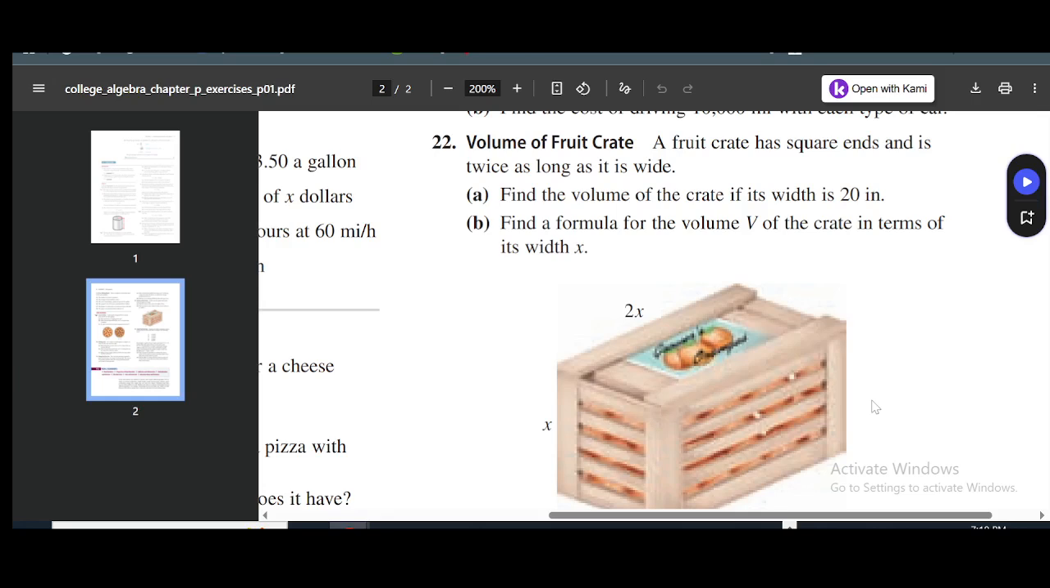Now, to find volume, you have to multiply length times width times height. And let's begin. And we're also told that the width is 20. So we have 2 of the sides labeled as X and 2X, and the third side labeled as 20. So those are our 3 sides. Find the formula. So we want to find the volume of the crate if the width is 20 inches. Oh, sorry, there's a square end. Okay, so square end, that means that on the side, both are the same, but I'll show you what that looks like.